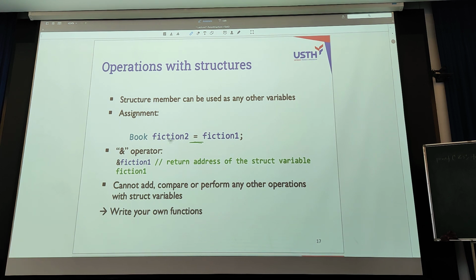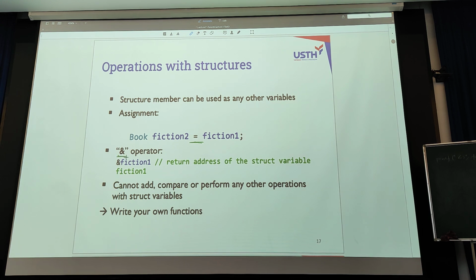We have fiction 2 assigned to be fiction 1. It means you will have another variable that has the same information, the same values of the members. Like fiction 1 previously, this is Harry Potter from J.K. Rowling with some ID and the year 2005. After you assign fiction 2 equal to fiction 1, fiction 2 will have the title Harry Potter and the author J.K. Rowling, the same as fiction 1. This is assignment, not comparison.